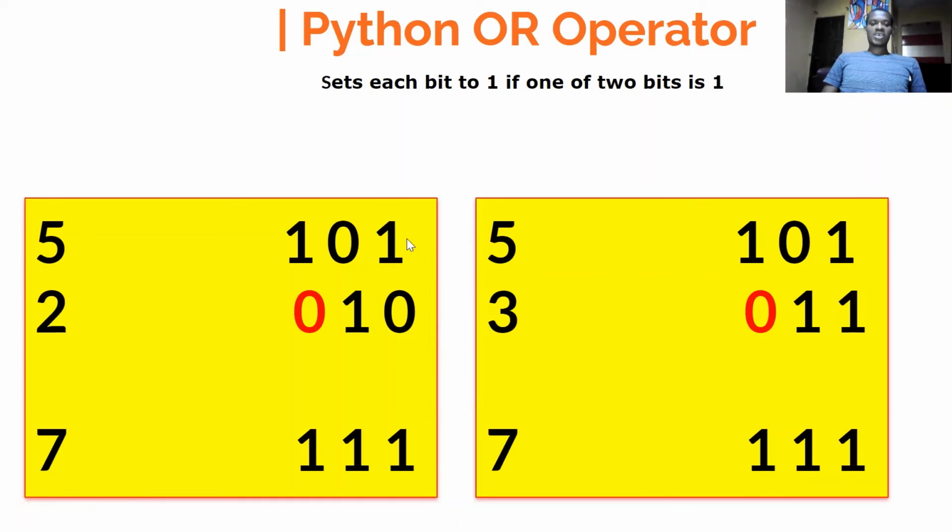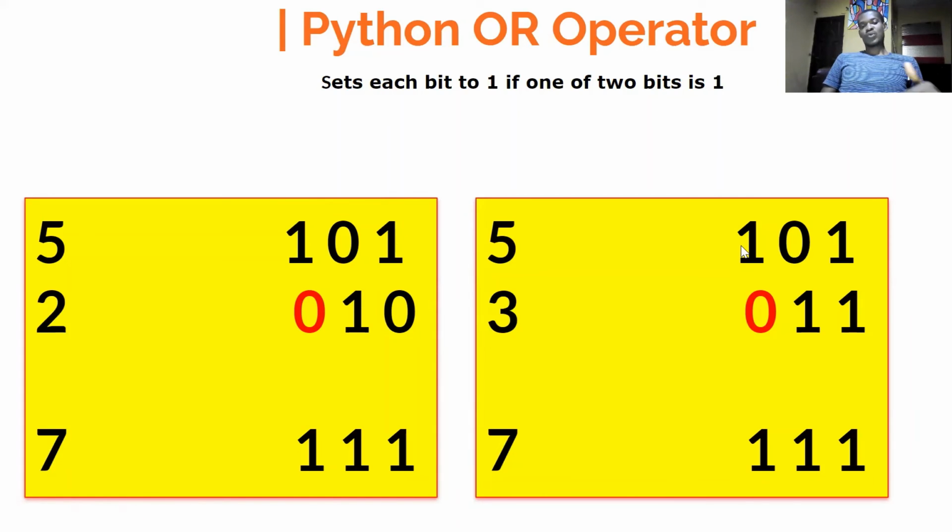So for the OR, if you have 1 here, or you have 1 here, or you have 1 in both places, set the answer to 1. So here you have 1, so here will be 1, and here you have a 1, so here will be 1. So 1, 1, 1 in your binary is 7. I mean, back to your integer, it is 7.